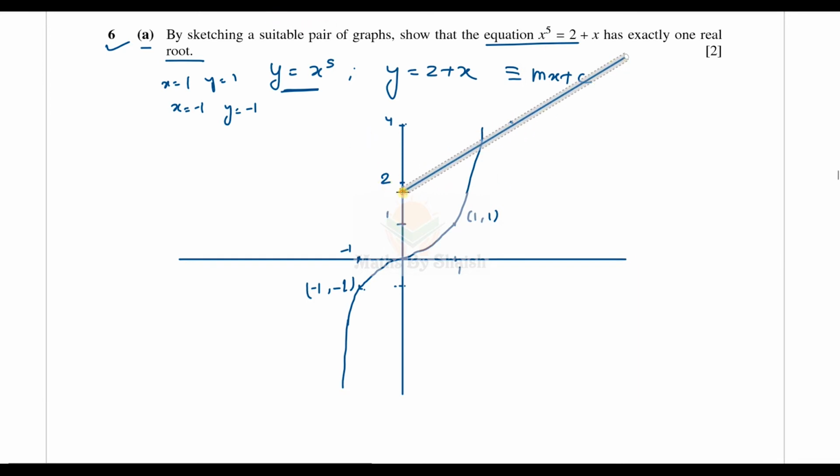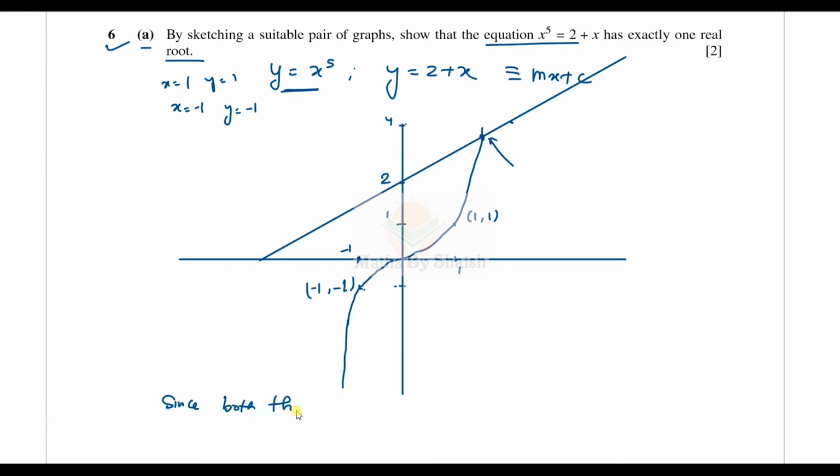I'll draw it like this. We can draw it with the help of a scale. It is very easy to take the help of a ruler. And now we can see that these two graphs intersect at only one point. So it intersects here.